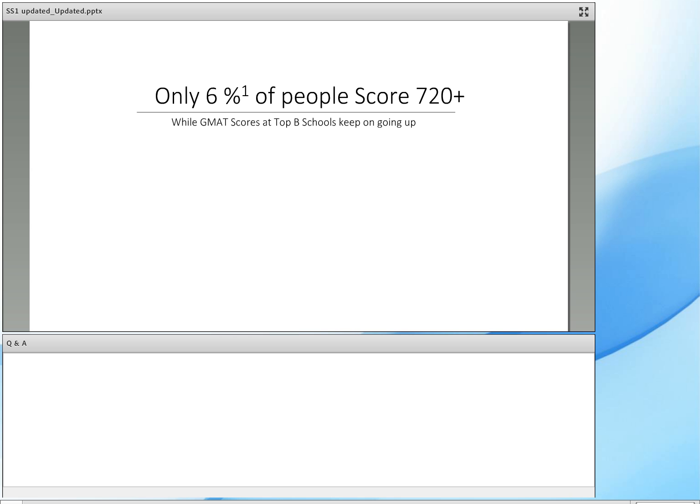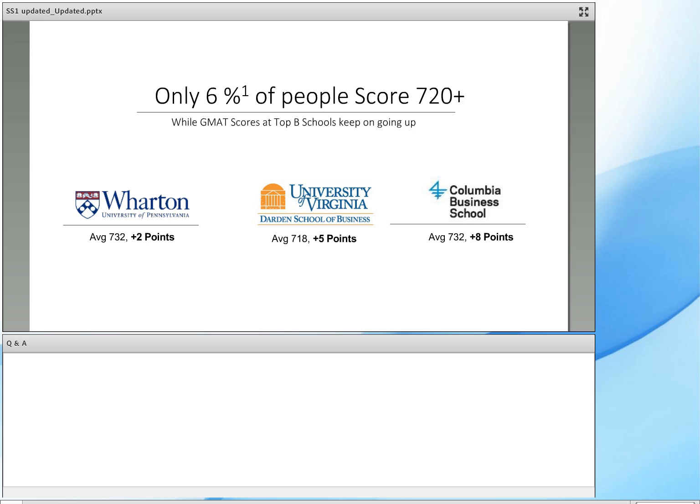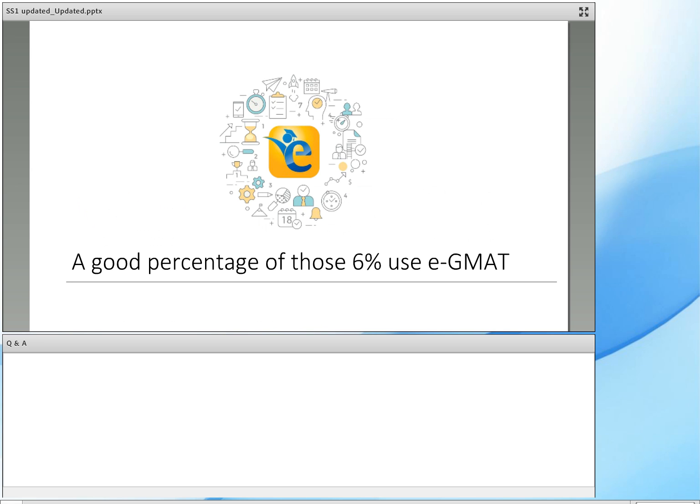So I asked this question early on: what's your target GMAT score? Upward of 70% of the folks said that they aim to score 730 or higher. And statistically, only 6% of the people get to a score of 720 or higher. And again, you can look up the stats on GMAC.com. This is despite the fact that B schools continue to demand higher and higher median scores. This data is from fall of last year, or September 2018 or so.